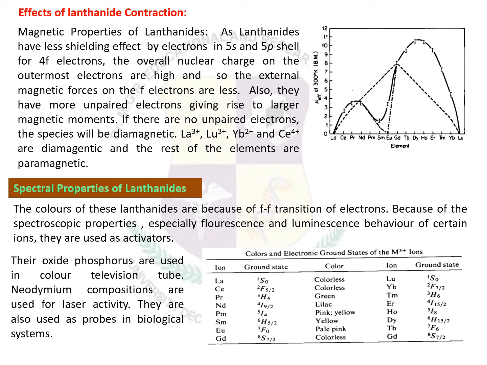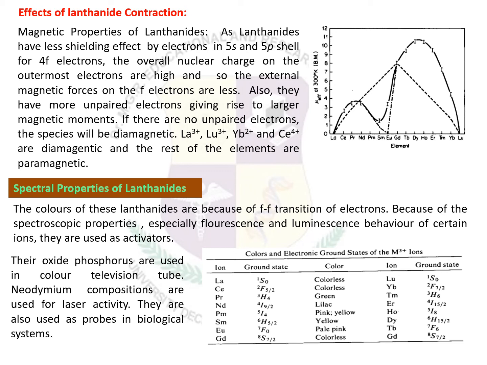Whereas ytterbium and cerium in the +2 and +4 oxidation states also don't have any unpaired electrons, and so they also will be diamagnetic. The rest of the elements will have unpaired electrons contributing to the paramagnetic character of the atom or the ion.